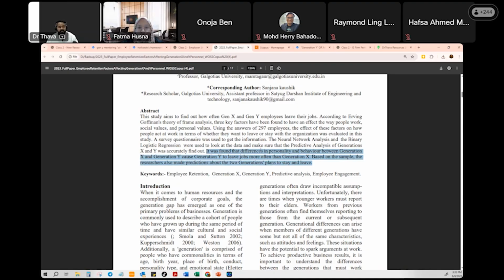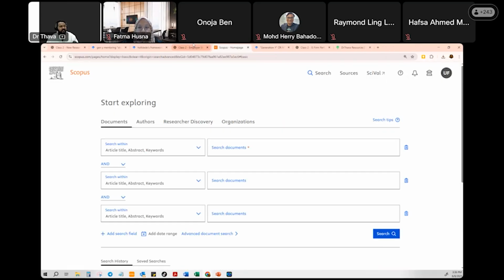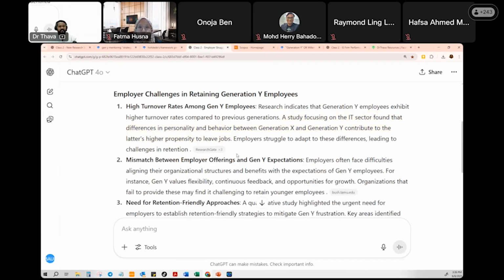Useless, predatory, open access journal. That's the first thing. Second thing, this paper is still talking about employees. It's not talking about employers. So I'm still not getting the right feedback that I want from ChatGPT. So what do I do next?